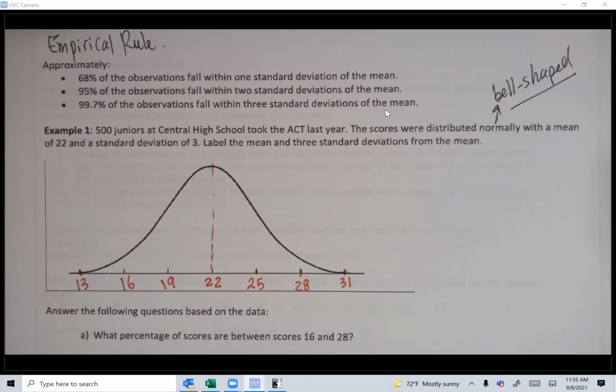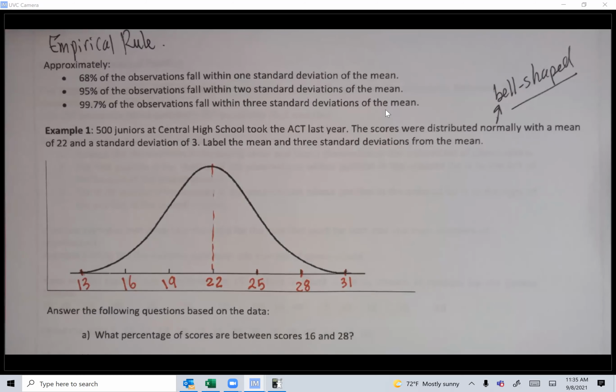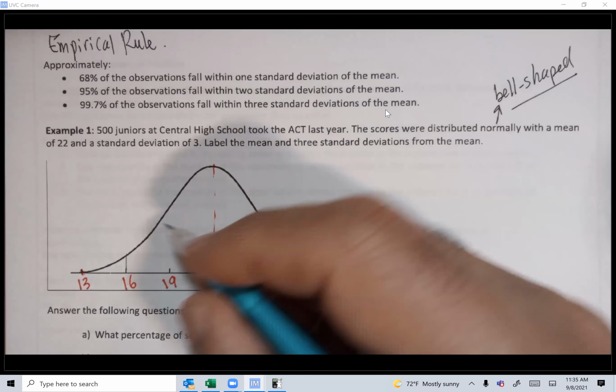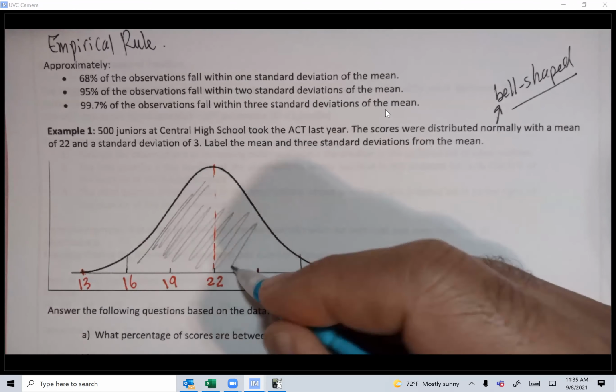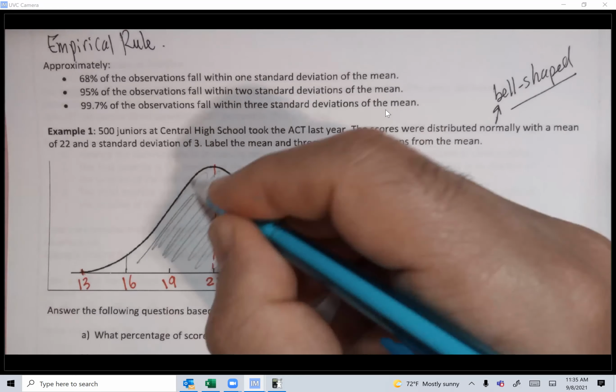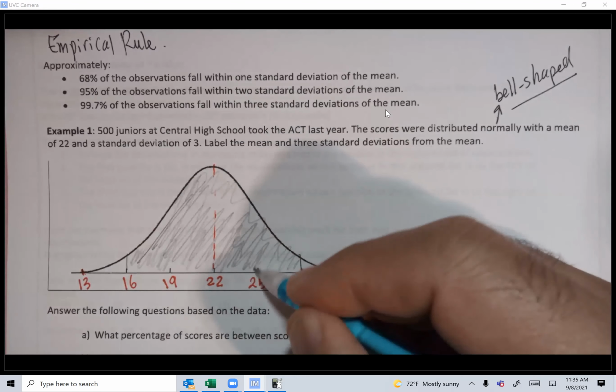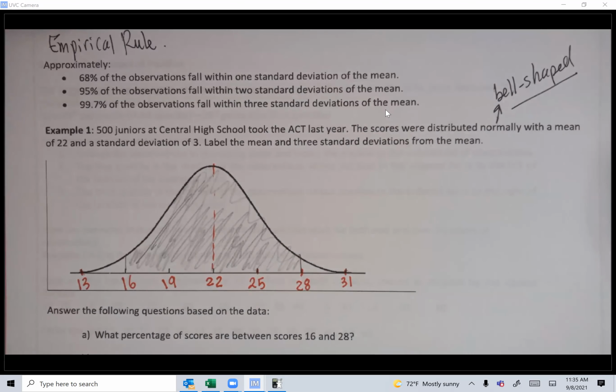It's all based on you memorizing the 68, 95, 99.7% fact. Okay. What percentage of the scores are between 16 and 28? Let me just gray it out, guys, so you can see what I'm talking about. Either you know this answer or you don't, guys, because if you know the rule, what's the percentage? It's going to be either 68, 95, or 99.7%. Which one is it going to be, guys?